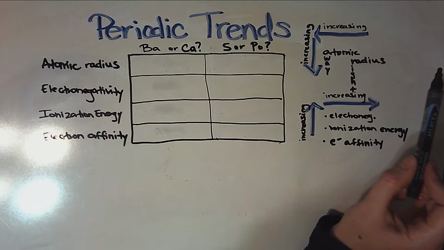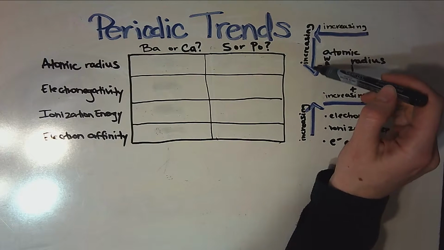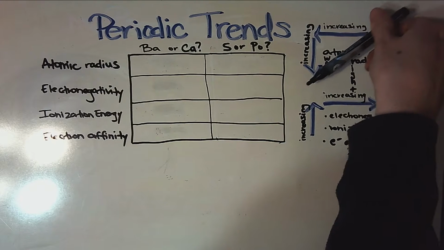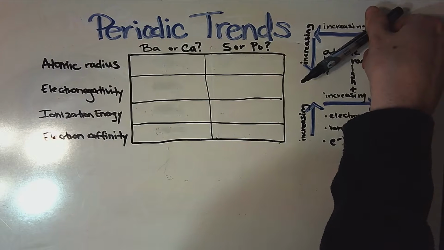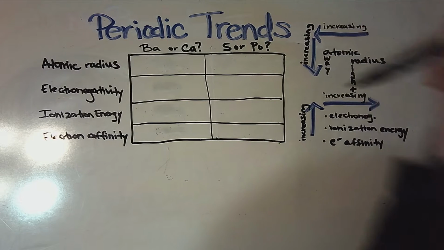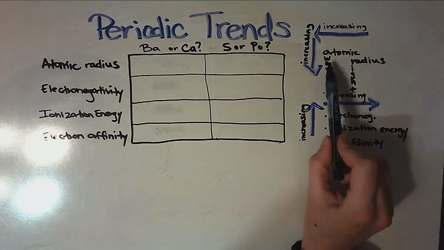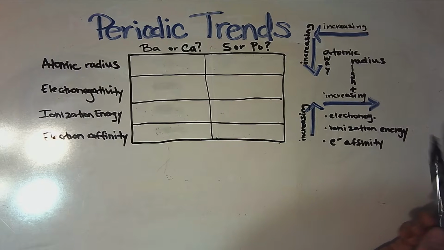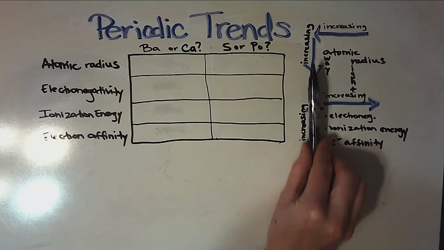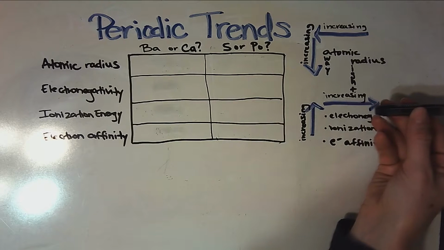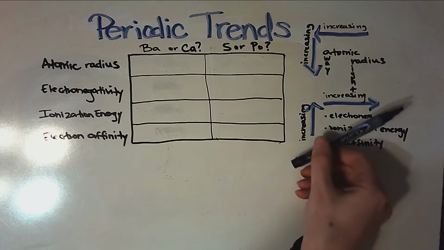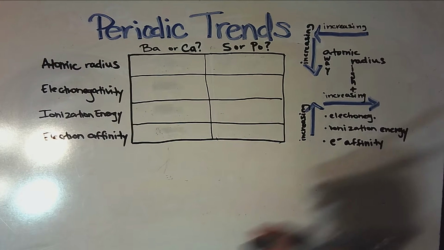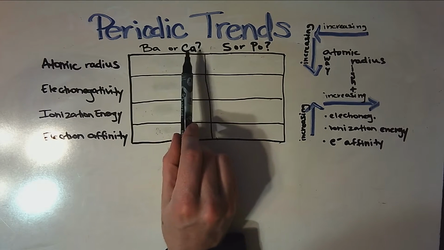So as you may remember from class, atomic radius increases as you go down a group and to the left in a period. You can also just sometimes see it as a simple arrow going to the left and down. I like to think of atomic radius as going away from the right. The other three trends all increase as you go up a group and to the right on the periodic table in a period. Sometimes you can also just see it as a simple arrow, meaning going up and to the right.